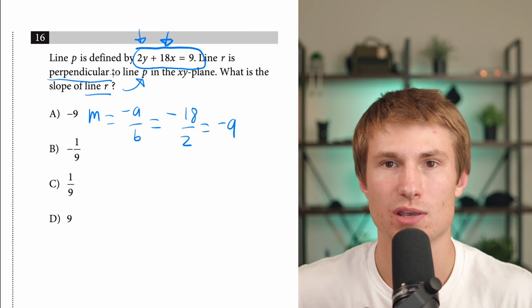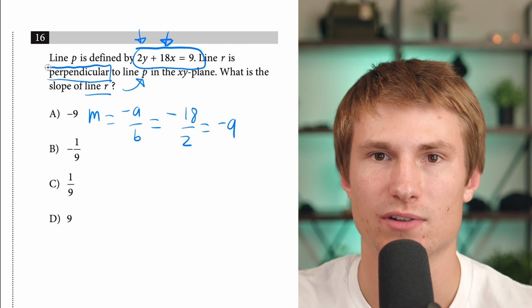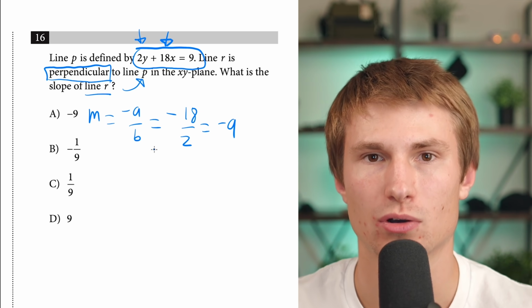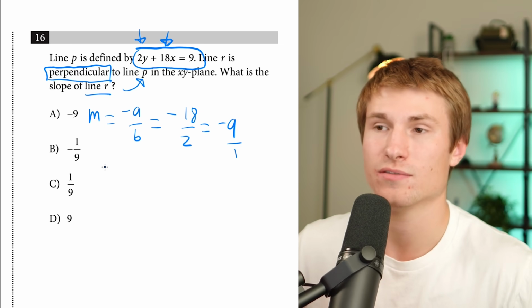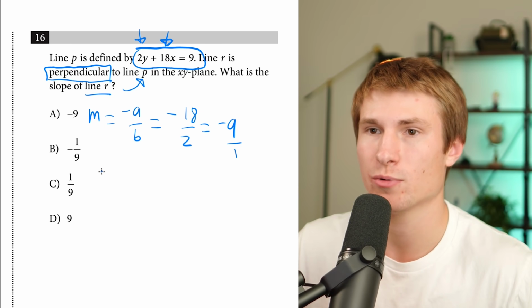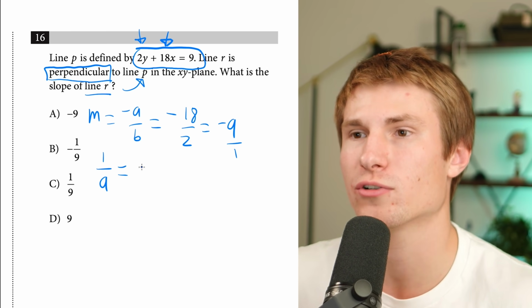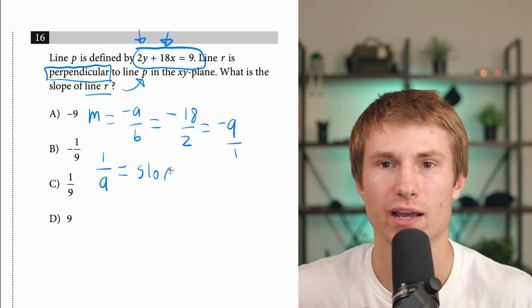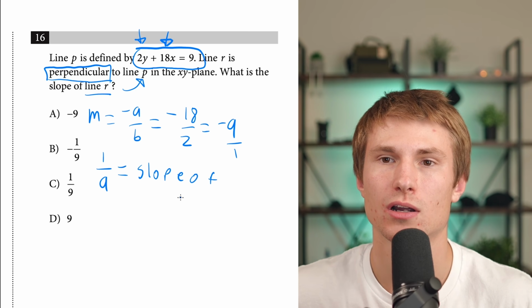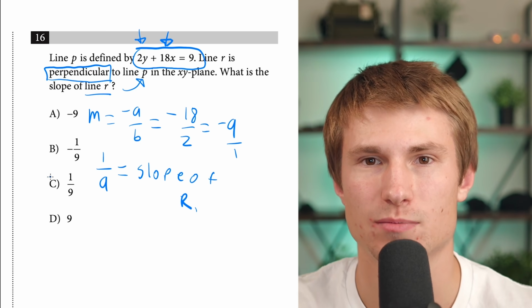Now, in order to get a perpendicular slope to negative 9, you have to do the negative reciprocal. So negative 9 is the same as negative 9 over 1. To do the negative reciprocal, we have to change the sign from negative to positive, and then flip the fraction to 1 over 9. So 1 over 9 will be our new slope of line R, which means that our answer has to be answer choice C.